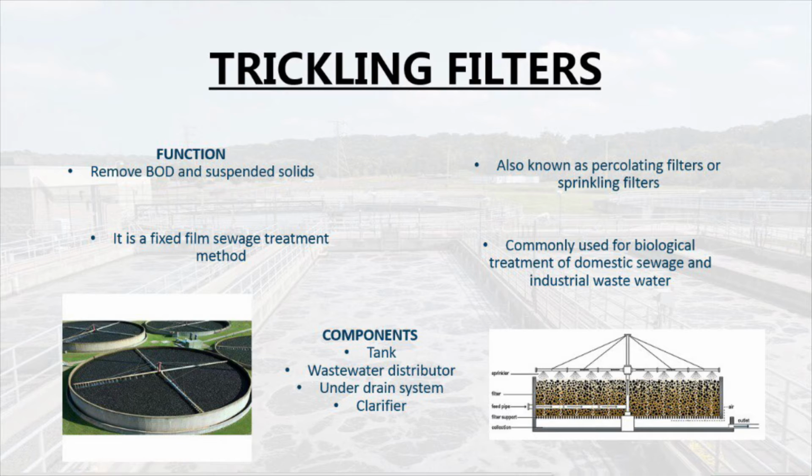The advantages of using trickling filters are easy operation, low maintenance, and reliability. And the disadvantages of using trickling filters are heavy organic load leads to filter clogging, leads to excessive growth of bacteria, and leads to less oxygen availability for organisms.